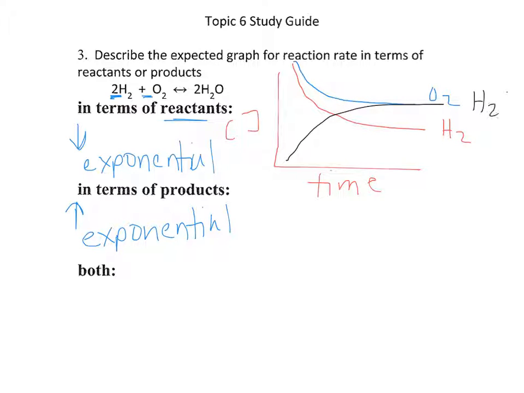The equilibrium or the plateau should happen at approximately the same place for all three. Either the whole system is at equilibrium or it's not. So my plateaus are approximately the same place.